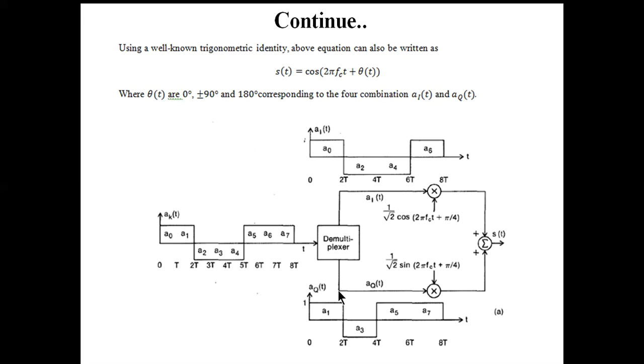Similarly, AQT has been started from A1. So A1 is 1, and it remains for the demultiplexed quadrature bit stream up to 2T seconds. So this one is the AIT, and this one is the AQT. Now if we multiply AIT by cos(2πfct + π/4), and AQT by sin(2πfct + π/4), and ultimately add them, we get the QPSK signal.